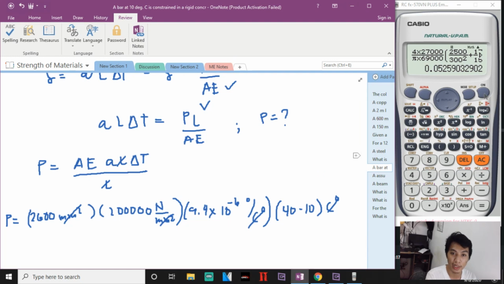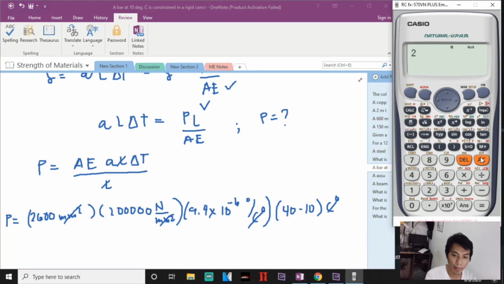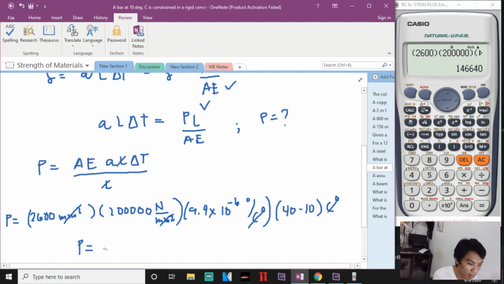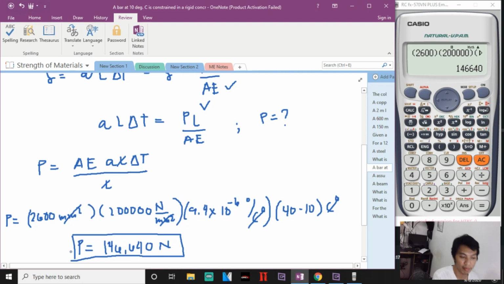Okay, let us solve. Dire-diretso lang. 2,600 multiplied to 200,000. Then 9.4 times 10 to the negative 6 times 30. And you'll arrive with 146,640 newtons. Yun yung loading niya, napakalaki. Pag in-expand mo pala ang bakal within concrete walls, ang laki ng magiging counteracting force niya, para siyang kakawala. Okay. Now, that is the actual load due to thermal stress.